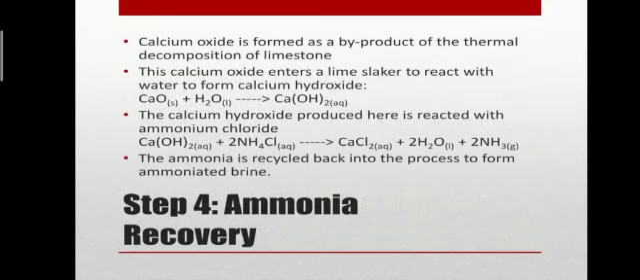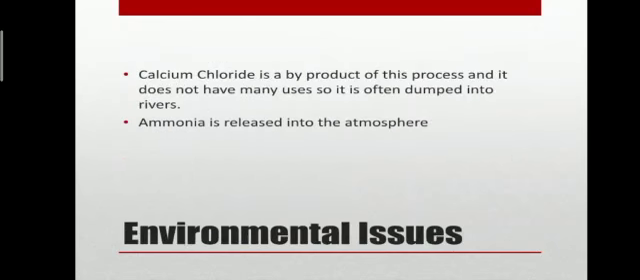The calcium hydroxide reacts with ammonium chloride to form calcium chloride, water, and ammonia. This ammonia is recovered in the process. Almost all of the ammonia is recovered in the Solvay process. Calcium chloride formed in this process is a byproduct and does not have any use. The ammonia that is recovered at the end of the Solvay process is released into the atmosphere.